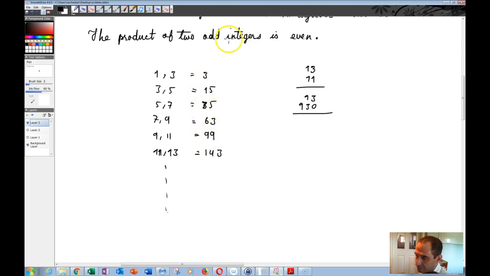Now I don't really know if I have talked about the concept of counterexample, but if you have a statement like this saying that the product of two odd integers is even, and you can find two odd integers whose product is not even, that is enough to prove that this statement is actually not true. But we will talk about that more, what that means.